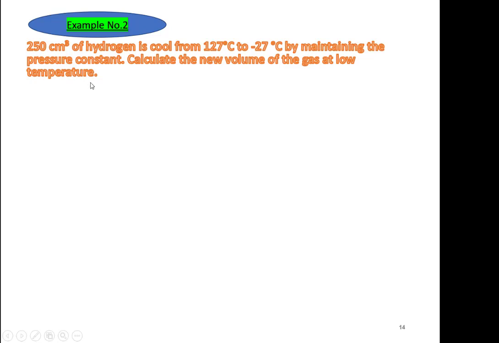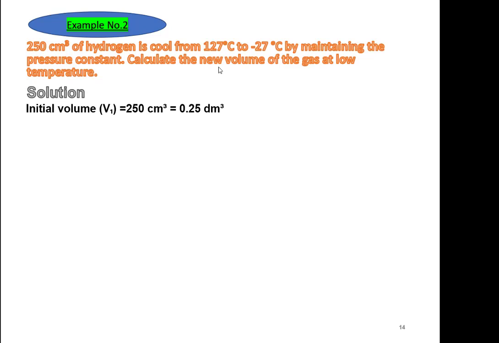First of all, let's understand the statement. There is a gas known as hydrogen and its volume is 250 cubic centimeter. We cool the gas from 127 degrees centigrade. The initial temperature is 127 and the final temperature is minus 27 degrees centigrade. The pressure is constant. Now we have to calculate the new volume, that is the final volume of the gas.